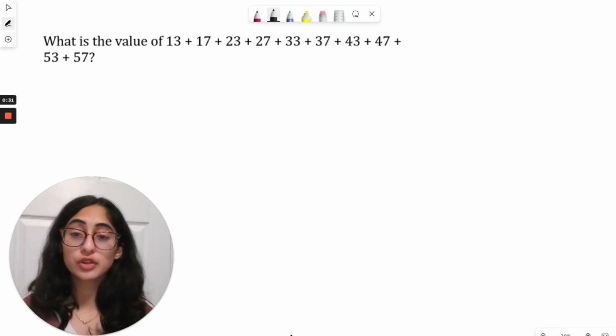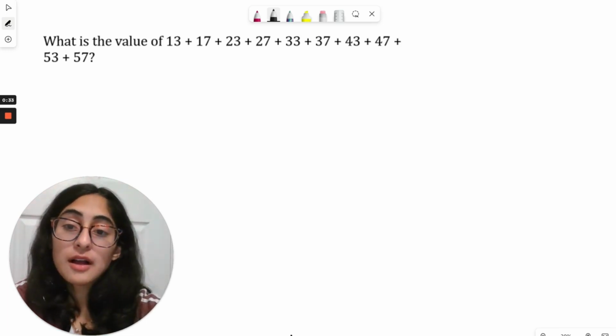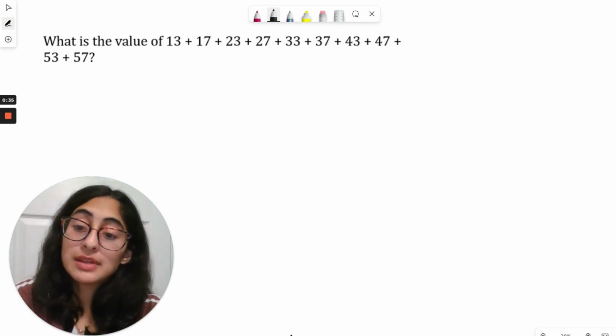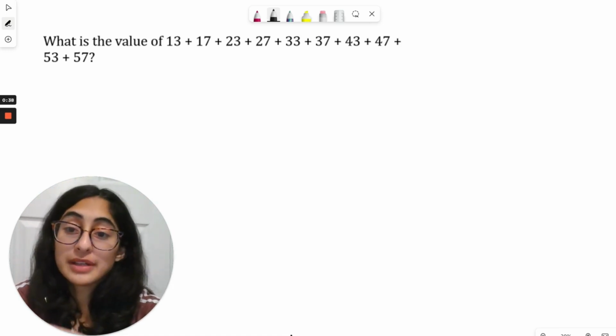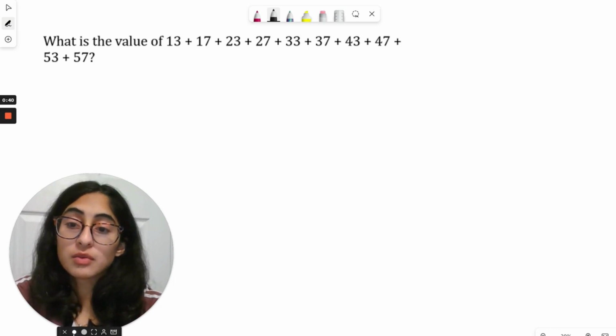So first, let's just look for a pattern, or try to. Maybe this is an arithmetic sequence. Maybe it increases by the same amount every time. That would make it really easy, right? So what do we have here?